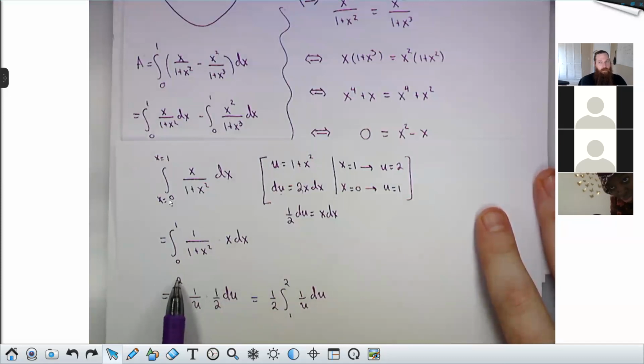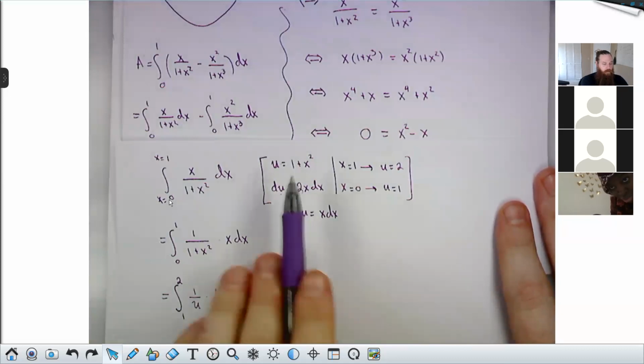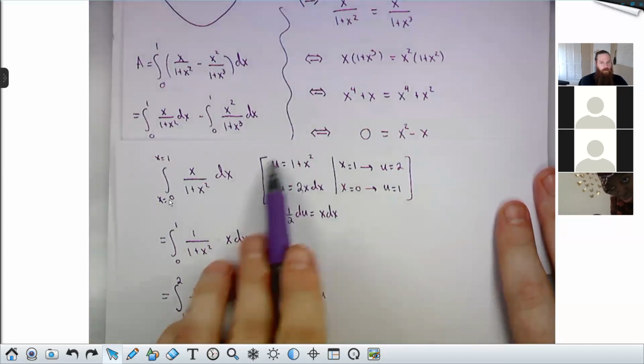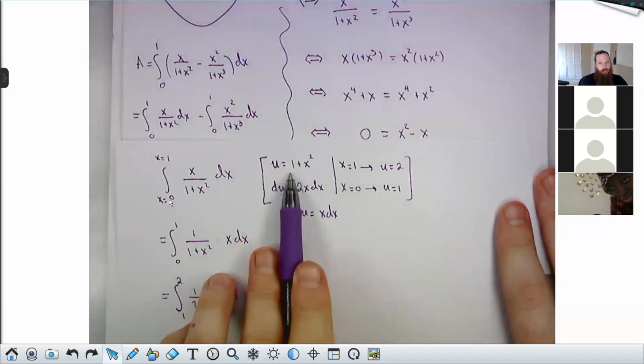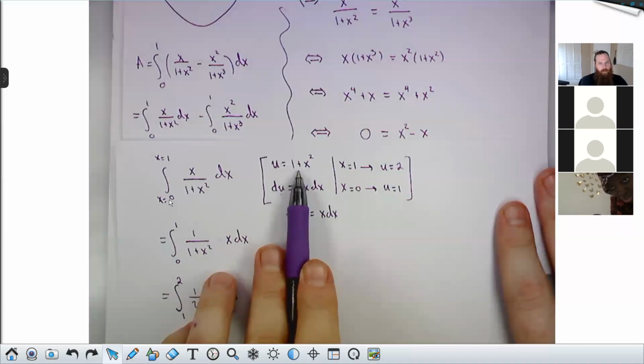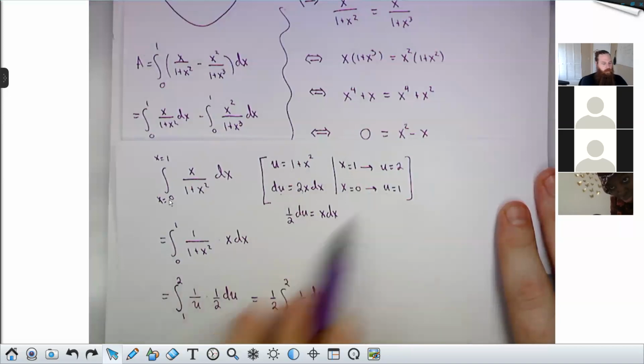So anytime you make a substitution in a definite integral, an integral with bounds, you need to change the bounds. And the trick is not hard. You look at this substitution right here, u equals 1 plus x squared, and you plug the old bounds in. When x is equal to 0, u would be 1 plus 0 squared. Well, that's 1. So when x is equal to 0, u is equal to 1. That's my new lower bound.